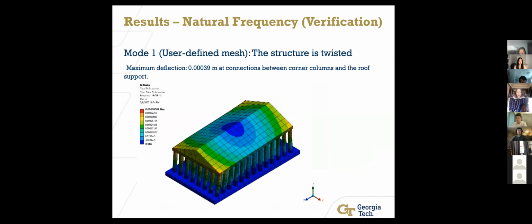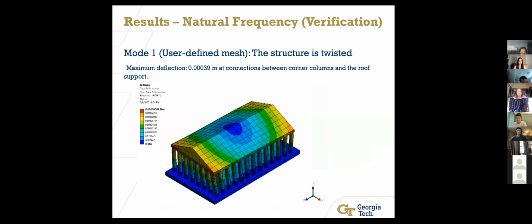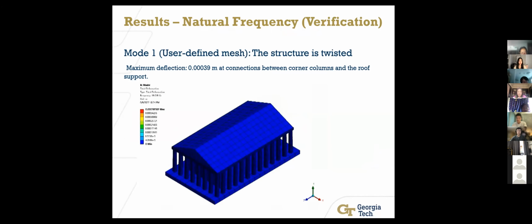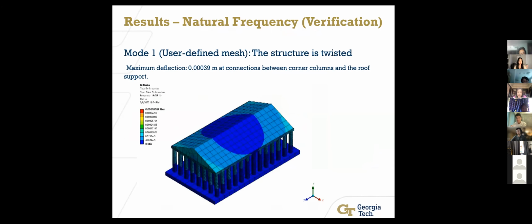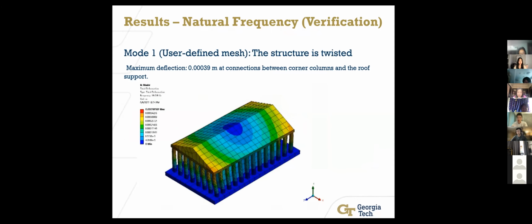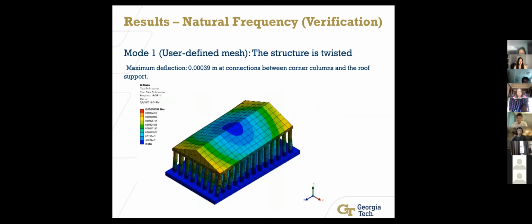And to verify our output, we created a new user-defined mesh. Here, as we said, we refined the mesh only for the columns and the plate between the columns and the roof, since this is where the deformation occurs most. It is also unnecessary and inefficient to refine the mesh of the entire structure. The result obtained with this refined mesh is 0.0039 meters, also at the same connection between the corner column and the roof. You can see that the result is almost the same, which helps to verify our result.